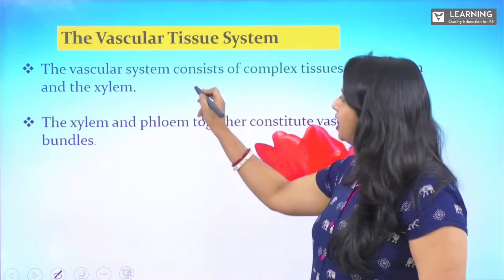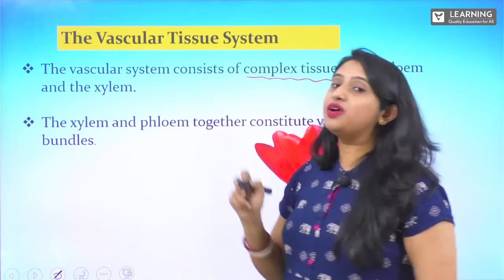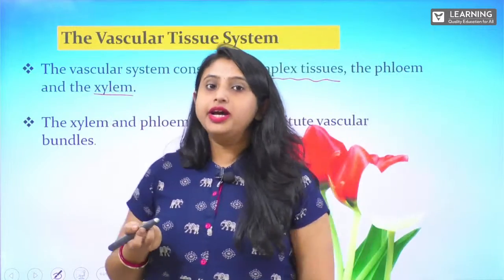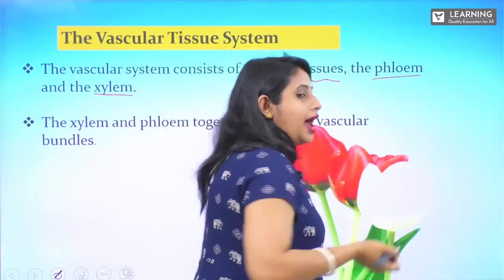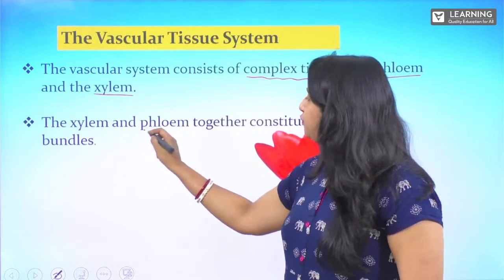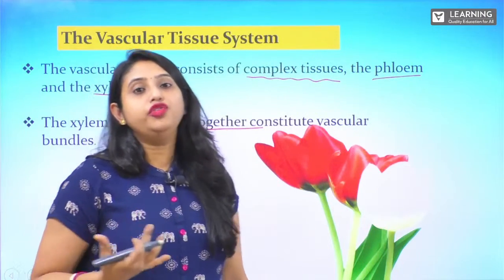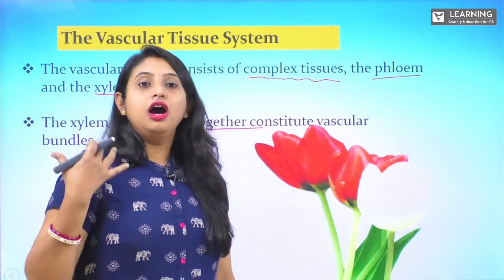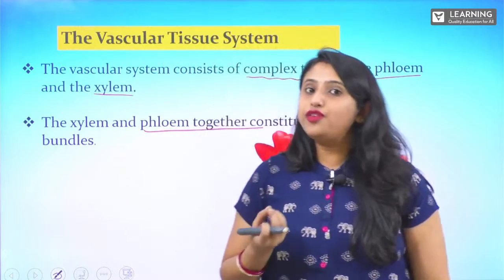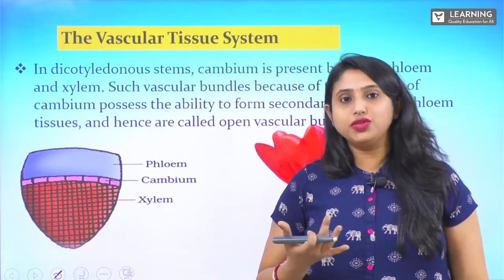So as you can see here, the vascular system constitutes the complex tissues, that is your xylem and the phloem, right? These two, xylem and phloem, constitute your vascular tissue system. Next, how are this xylem and phloem arranged inside the roots and inside the stem? There are again various types of arrangement, all right? So let us see the various types of your vascular tissue system also.